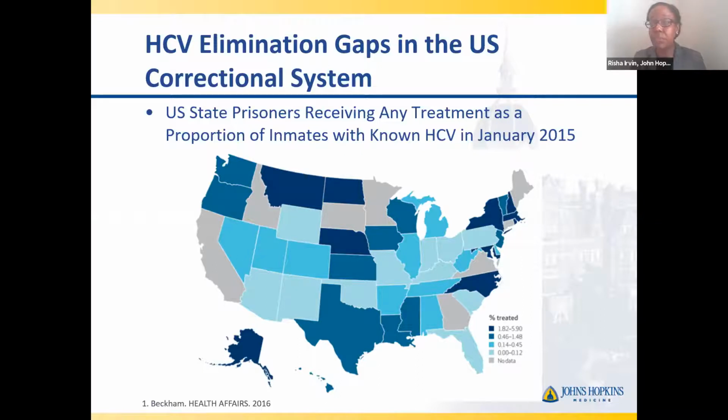I think this is problematic for many reasons, but if we think about health equity, obviously people should have access to curative therapies, but also as we think to our elimination goals, it's very important that we think about micro-elimination in populations where we need to roll out hepatitis C testing and treatment.